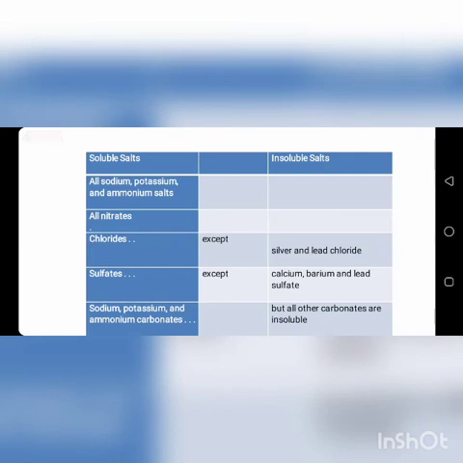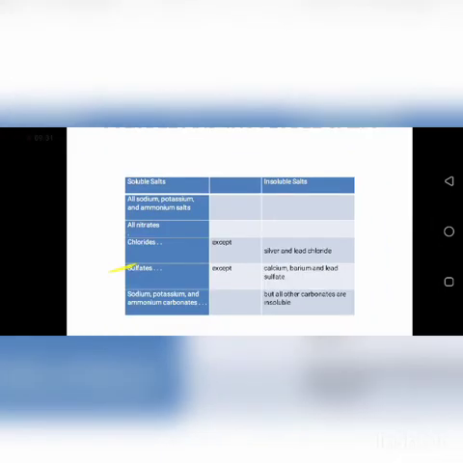All sulfate salts are soluble, except calcium, barium, and lead sulfate. They are the only insoluble sulfates. And all sodium, potassium, and ammonium carbonates are also soluble, but all other carbonates are insoluble. So you must know examples of soluble and insoluble salts.